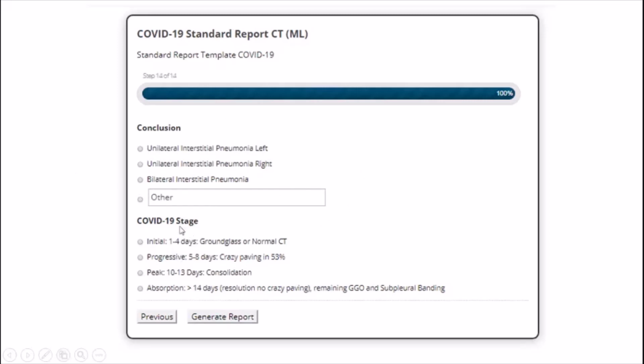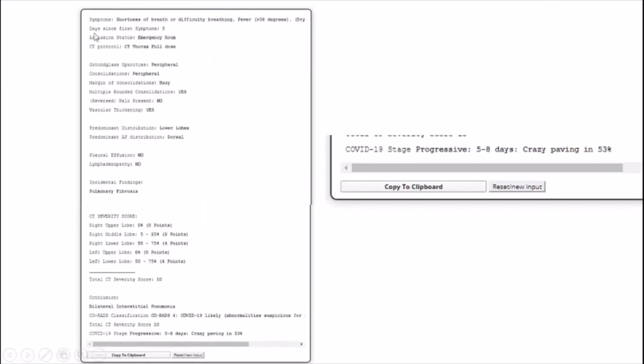And then the COVID-19 stage: is it 1 to 4 days, progressive, is it 5 to 8 days, peak, 10 to 13 days? So you choose according to the main changes that you saw. For example, what I showed in the temporal changes, you can go back to the figure of the 4 groups from the Wuhan study of 81 patients. And then after that you generate the report. You get a standardized report like this, and if you press copy to clipboard, you can get the text, paste it in a Word document and then just print it.